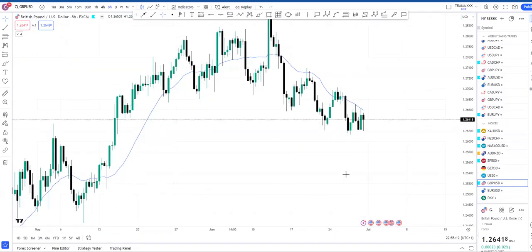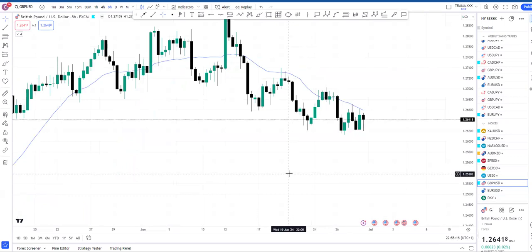Right now, on my chart is GBPUSD on the 4-hour time frame.